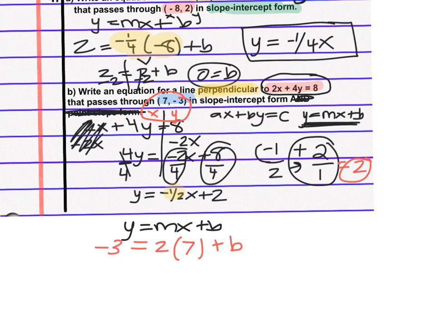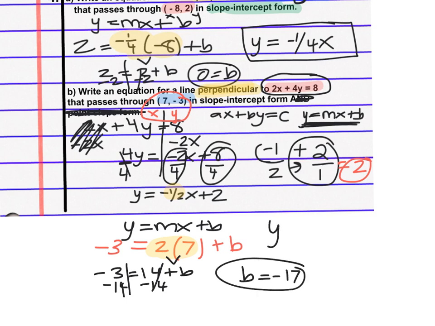Then again, just like we've been working on, 2 times 7 is 14. To solve for b, I subtract 14, and I get -17 as my b. So my final answer is y equals 2x, my slope was 2, minus 17.